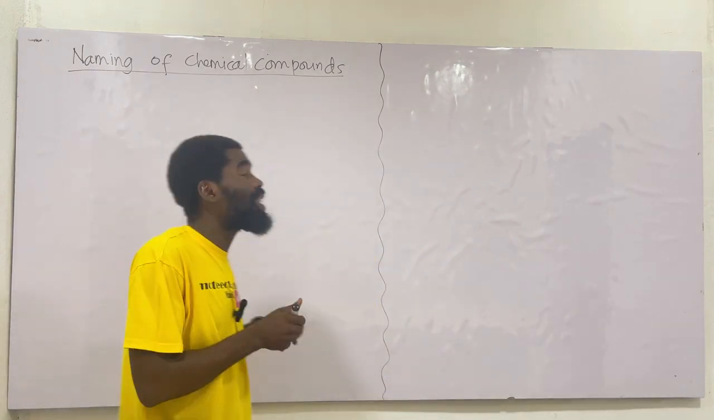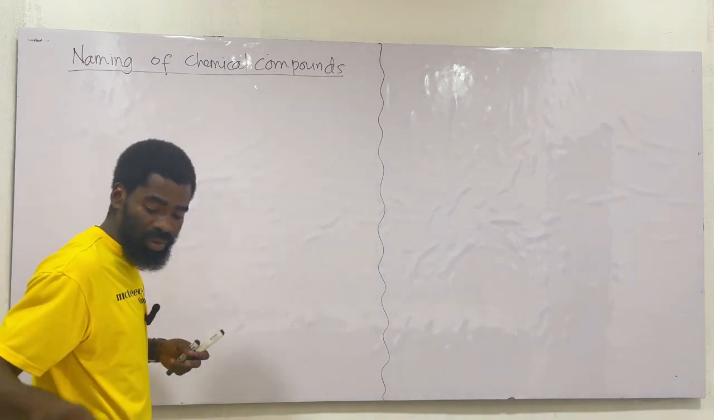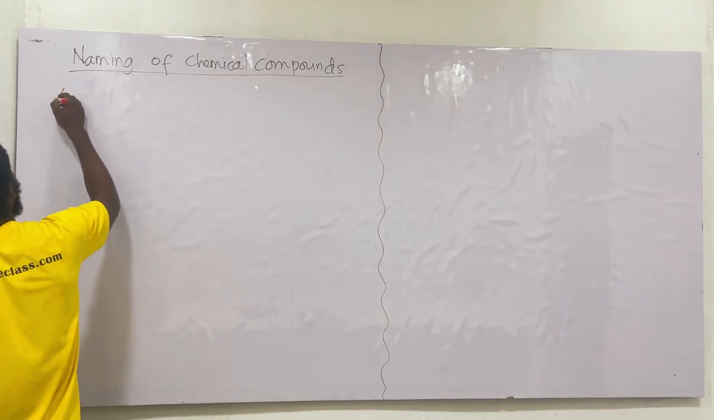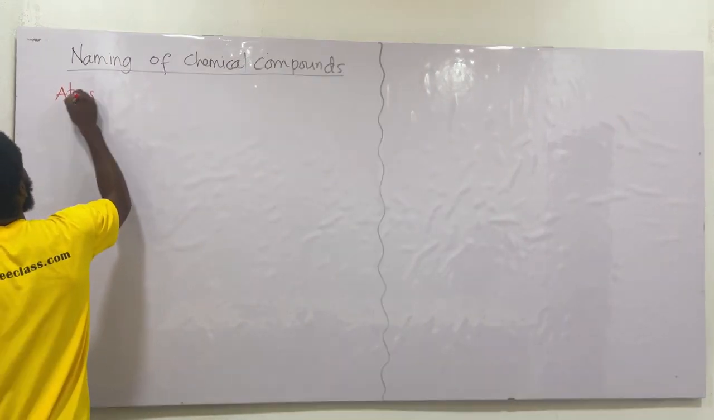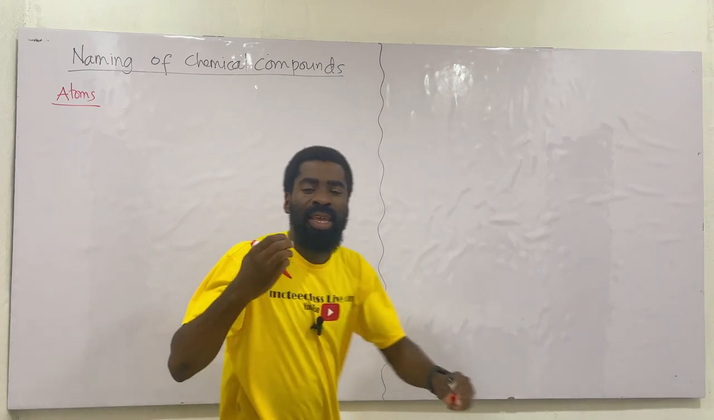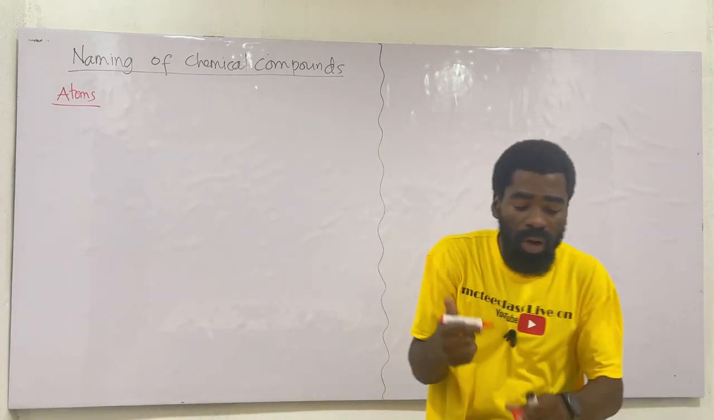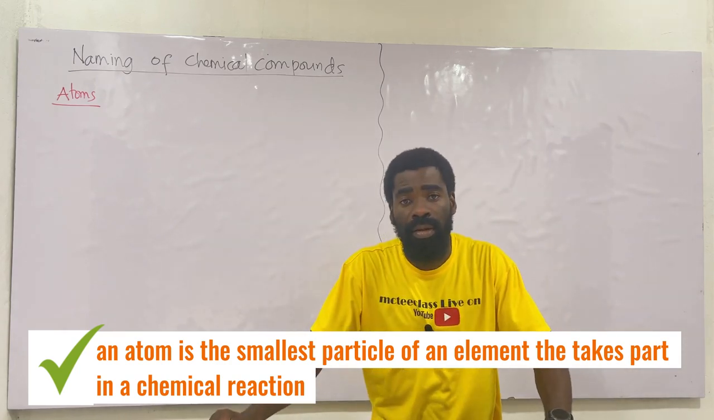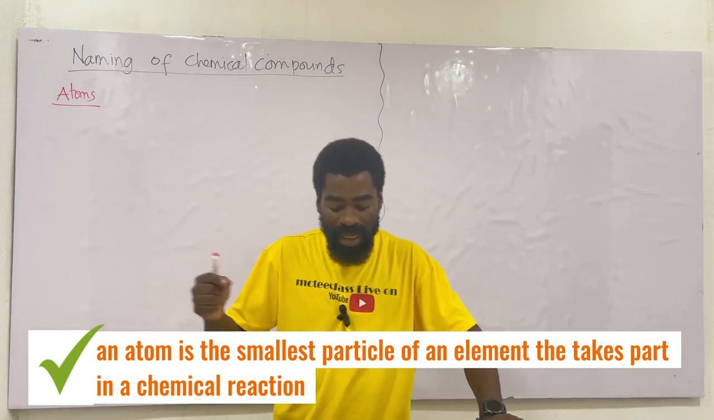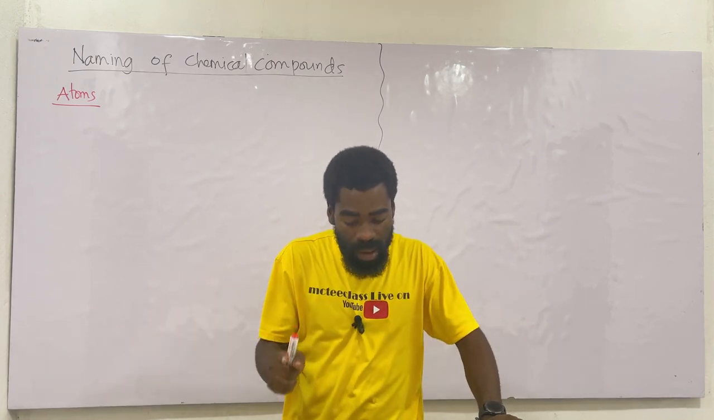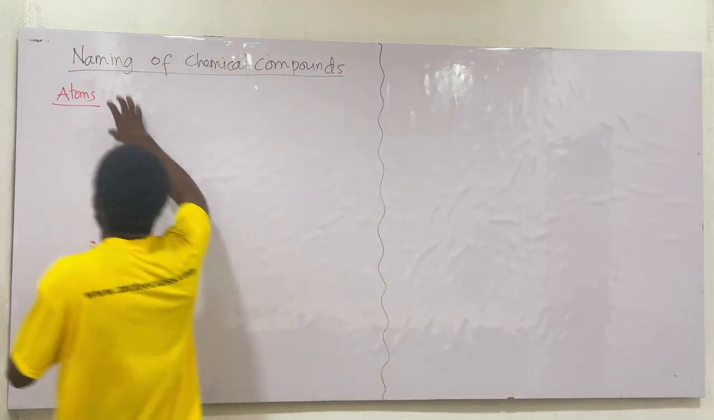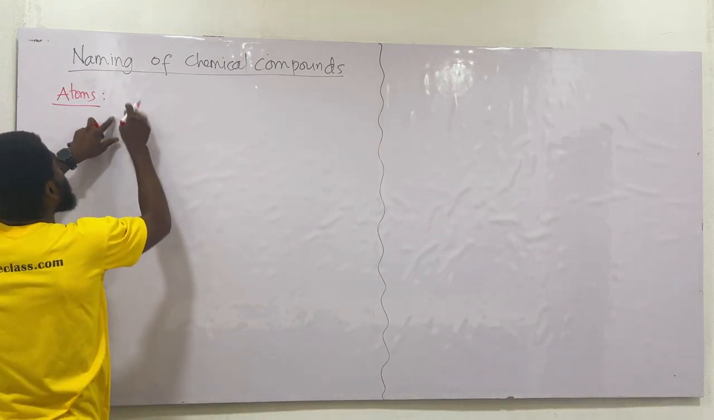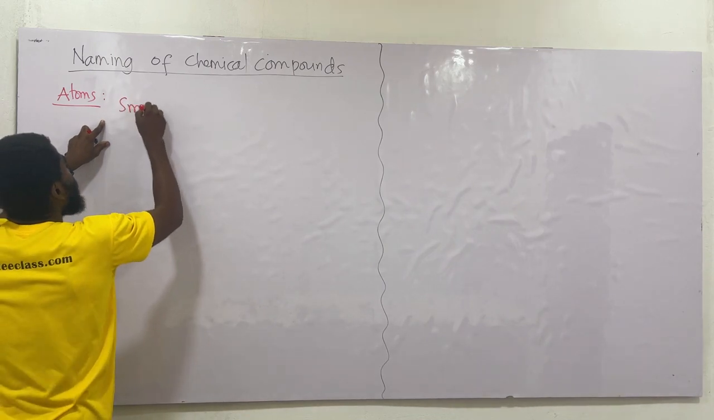The first thing one needs to understand is atoms, something I know you know, but let's go through it. You have to understand what atoms are. These atoms are the smallest particle of an element that will take part in a chemical reaction. The smallest particle of an element that takes part in a chemical reaction is referred to as an atom. An atom is assigned a number.